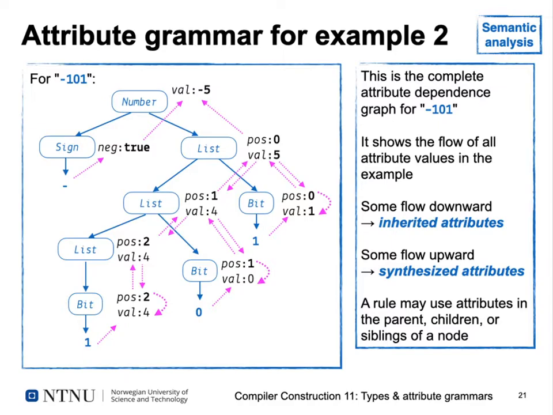And any rule can use attributes in the parent, children, or even in the siblings of a node here. This makes attribute grammars more flexible. And you see it's just a second overlay on top of all of this, which is actually not that dependent on your context-free grammar anymore.